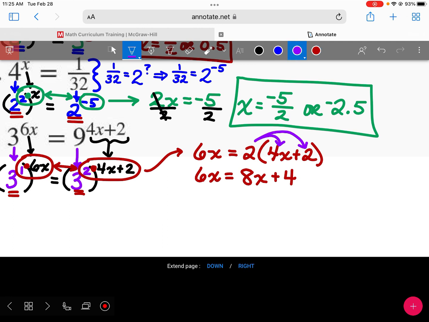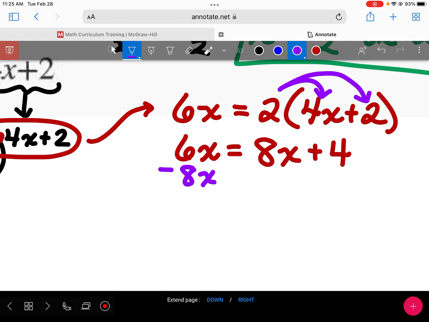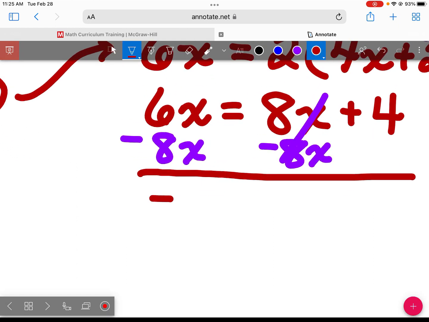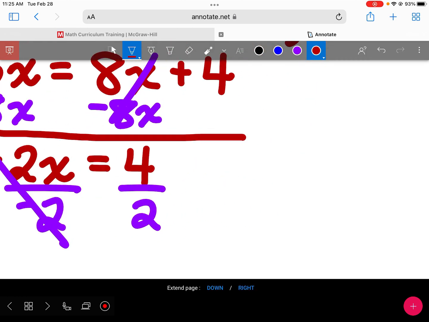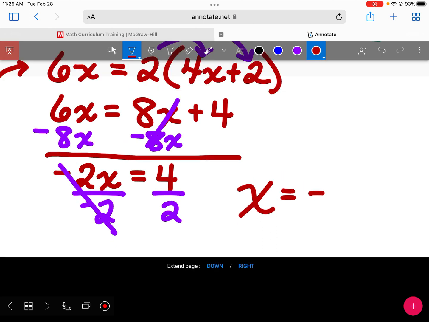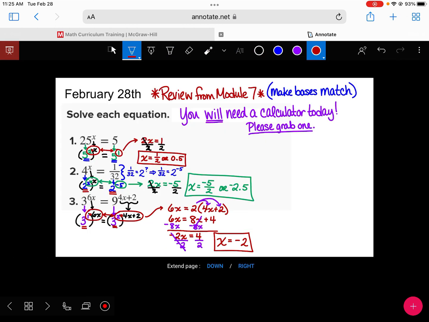I need my x's on the same side if I'm going to solve for x. How do I get the x's to the same side? Minus 8x on both sides. Cancel that out. What is 6x minus 8x? Negative 2x equals 4. Divide both sides by negative 2, and x equals negative 2. Very nice work.